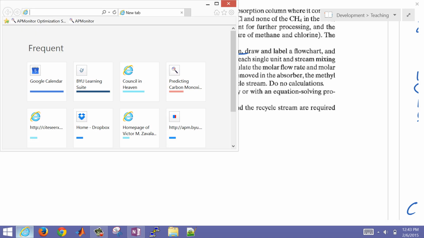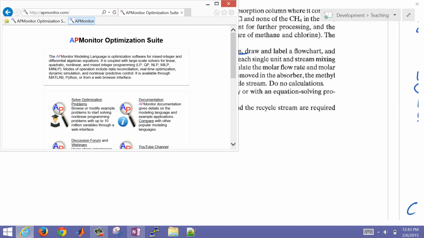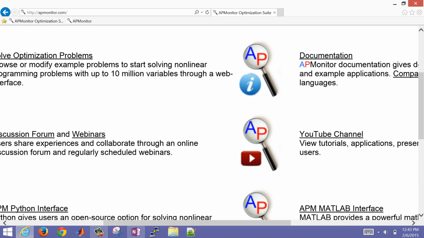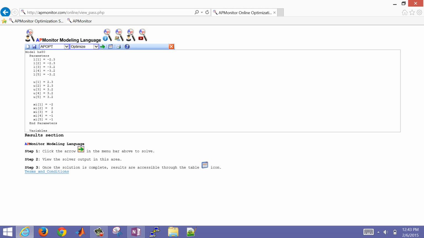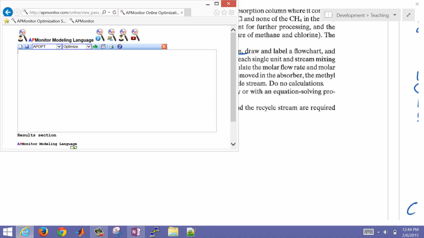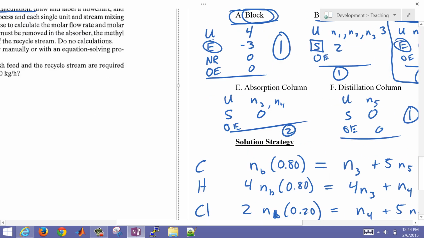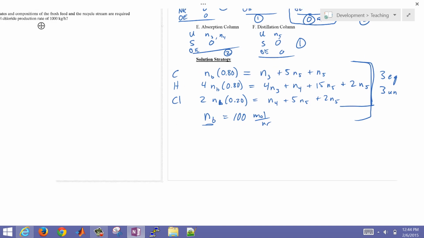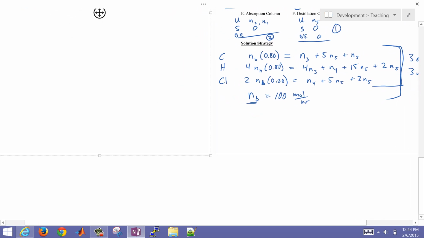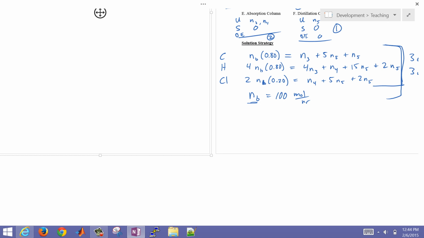I'm just going to come to, in this case, the APMonitor.com website. Okay, so if you come to APMonitor.com and then go to solve optimization problems. Okay, and I'm just going to go ahead and put my problem right here in this window. Okay, so go ahead and erase that if you'd like to follow along. And what we'll do is we'll just put in those equations from our 3 equations, 3 unknowns, and put those in here and then solve it. Okay, just to see what answer it gives us.